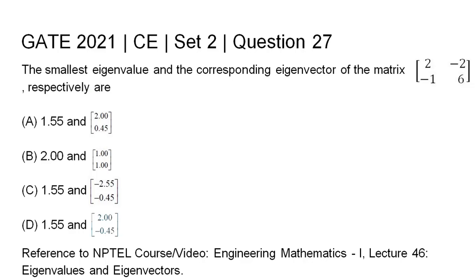GATE 2021 Civil Engineering Set 2 Question 27. The smallest eigenvalue and the corresponding eigenvector of the matrix [2, -2; -1, 6] respectively are. Four options are given. The relevant NPTEL reference has been listed.